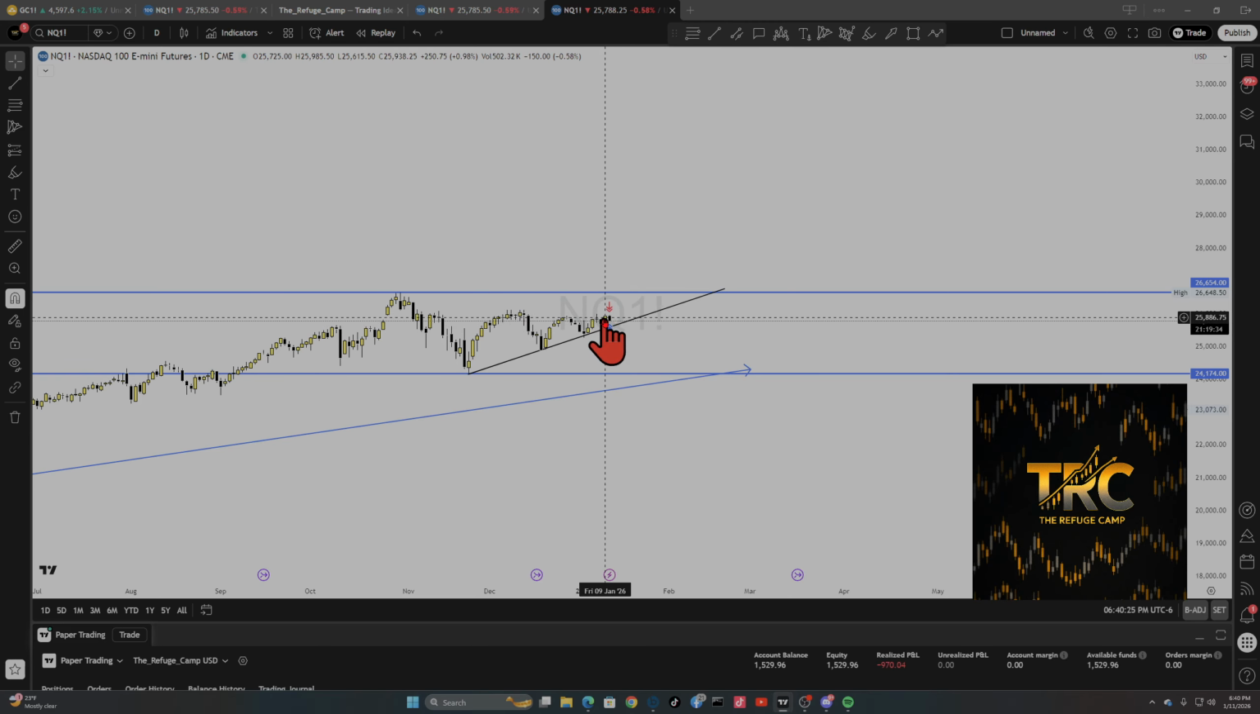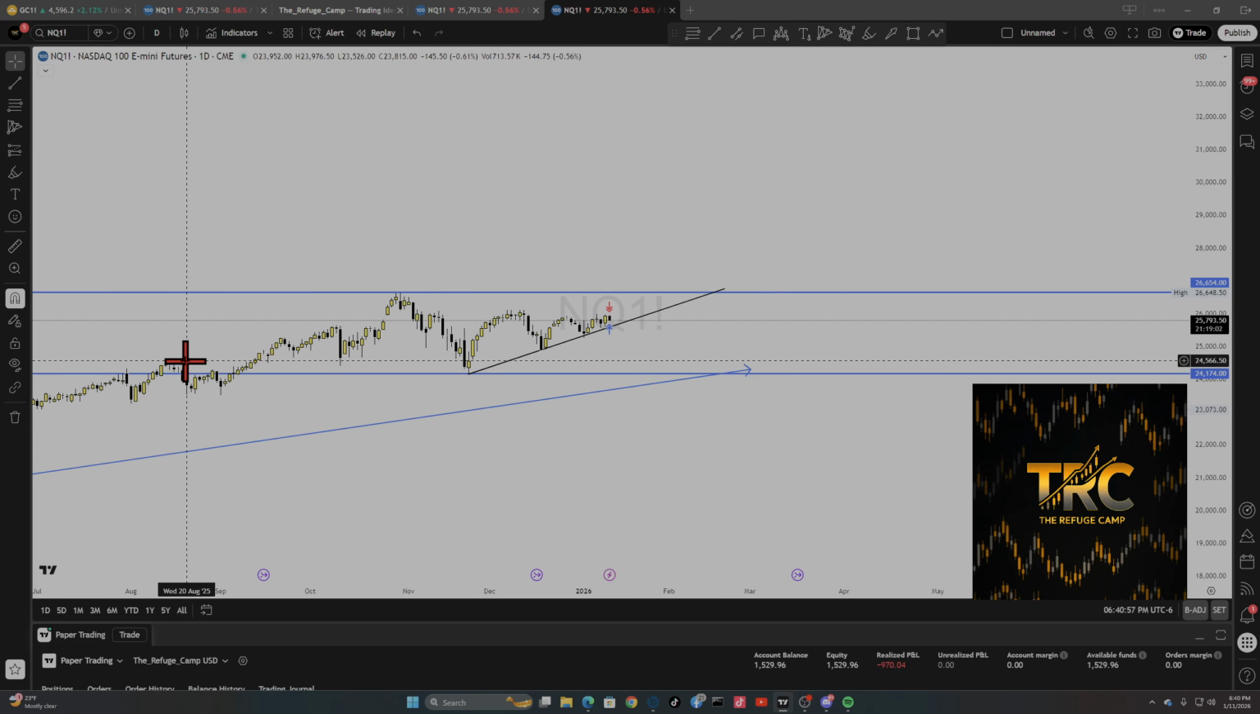And I'm just going to pay attention, number 1, to where this rejection occurred, number 2, to where this rejection occurred, number 3, to where this rejection occurred, and number 4, to where this rejection occurred. So I have a pretty good map in my mind visually of what I need to pay attention to for targets based on the daily chart. I also look at the bottom side here, and I look at a fair amount of targets to the downside of what I need to be looking at here.